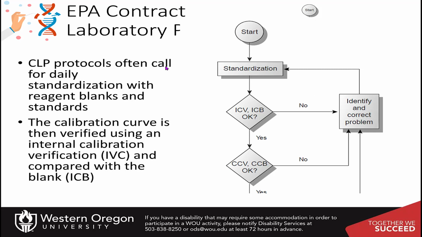So this would include your start. You'd have to do your standardization, and then you have to do a check, right? So your calibration curve is then verified using an initial calibration verification, which is called an ICV, and then it's compared with the blank, the ICB. So if these are both okay, then you can go on. If they're not, you have to identify the problem with the methodology or the reagents or the instrumentation. Do the standardization again and do the check again. Make sure the instrument is working correctly. Then you can go on.